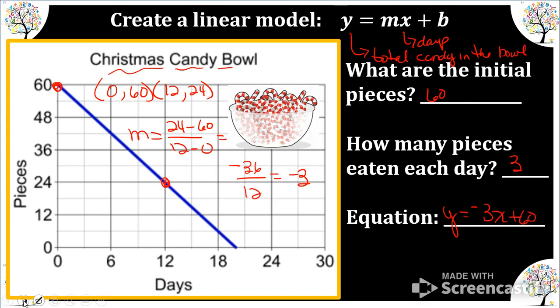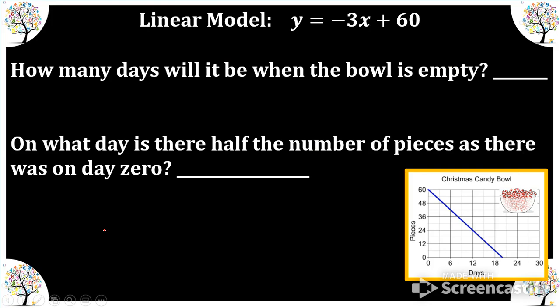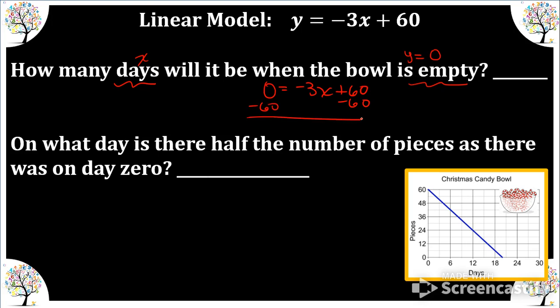So now we can answer some questions using our linear model. How many days, that's x, will it be when the bowl is empty? So the value for empty is 0. So when y is 0, we're going to plug in 0 for y and solve for x. We get negative 60 equals negative 3x, divide, and x is 20. So 20 is this value right here, our x-intercept.